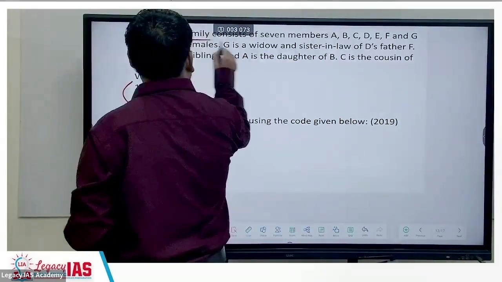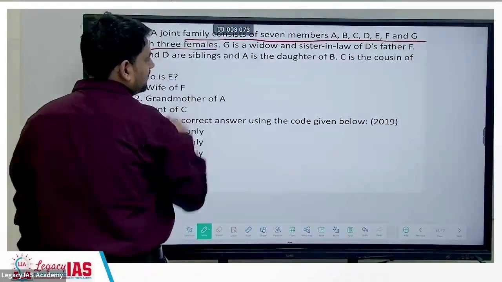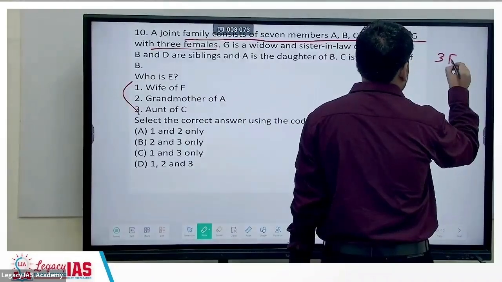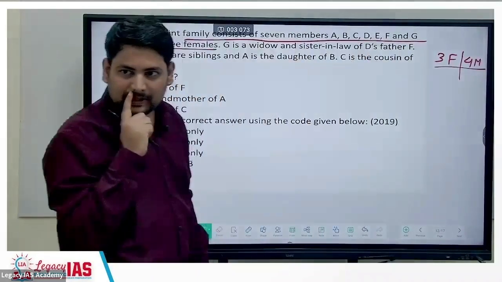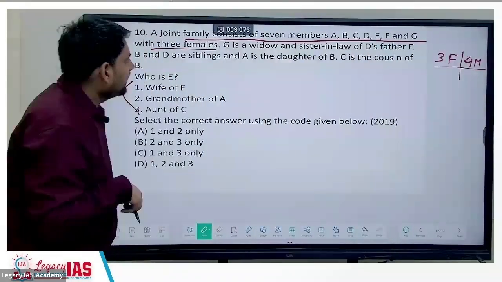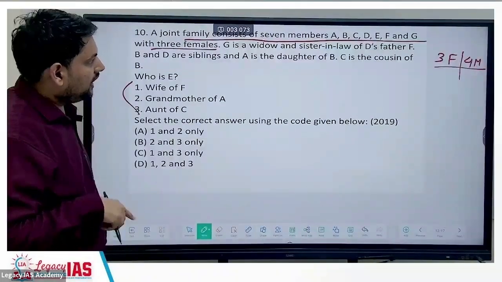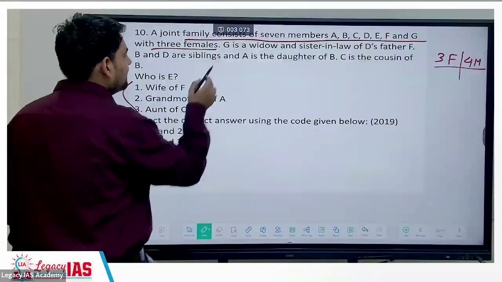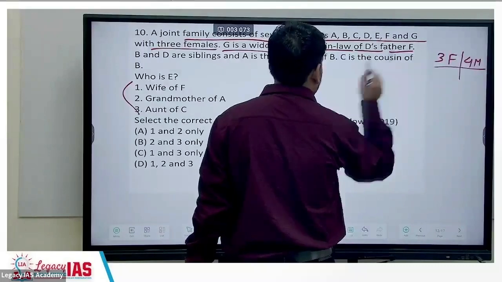See, a joint family consists of 7 members, with 3 females and 4 males. Correct? 7 members. G is a widow and sister-in-law of D's father F.